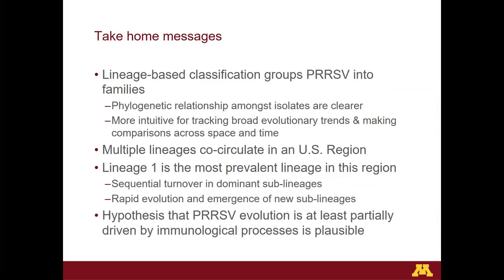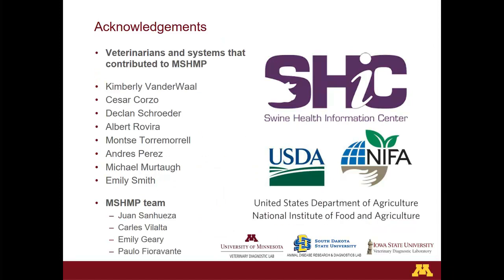These highlight the challenges that we have when assessing space-time and genetic relatedness in PRRS transmission. Lineage classification allows us to classify PRRS viruses into broad families, very broad families. The phylogenetic relationship amongst isolates are clearer. However, be aware you might be calling by the same name things that can be different. It seems to me, at least, that it's more intuitive for tracking broad evolutionary trends and making comparisons across space and time. Multiple lineages co-circulate in this US region, and the hypothesis that we have, that PRRS evolution is at least partially driven by immunological processes, is plausible. The data that we have seen shows that.